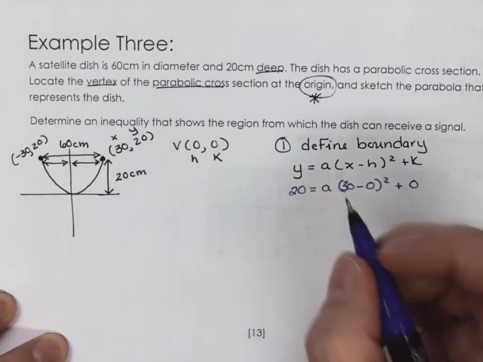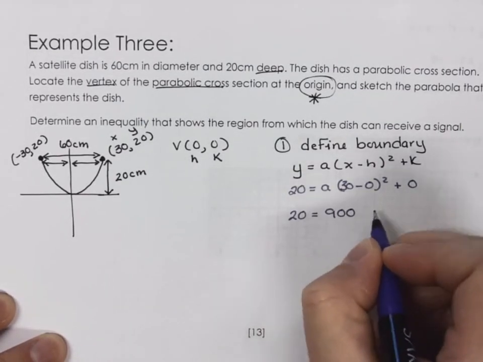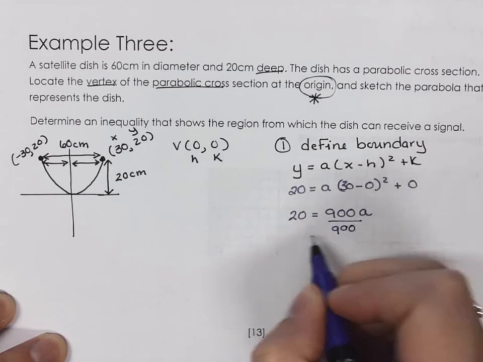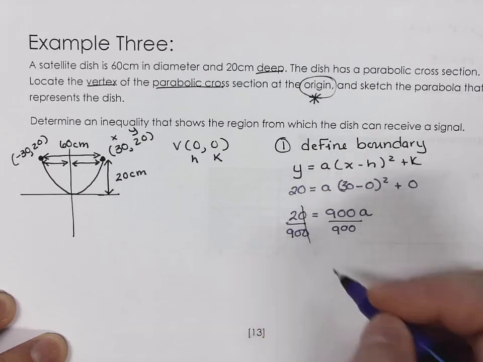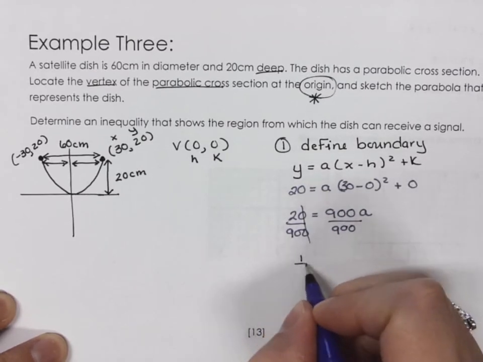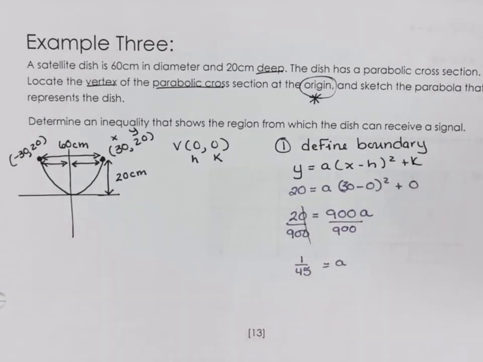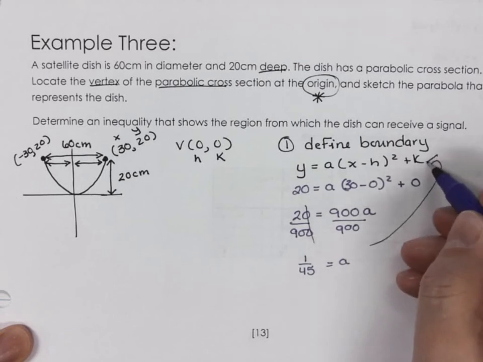All right, that's exciting. So 20 equals 900a. Divide by 900, divide by 900. So those will go away. 2 over 90 is 1 over 45 is a. That's definitely not my equation. That is my width of the parabola is what that is. And it also tells me the direction. So we're going to go and fill that into that form.